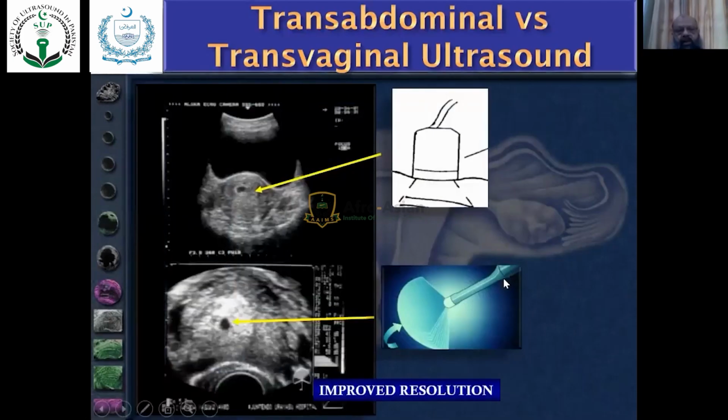If we compare transabdominal versus transvaginal ultrasound, you can see this is transabdominal. Although the uterus and a sac inside are visible, if we use TVS, it is better, with improved resolution, and we can get a better study of the structures which are required to be studied.